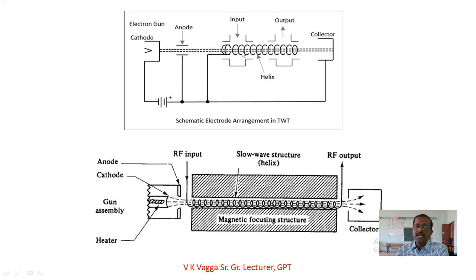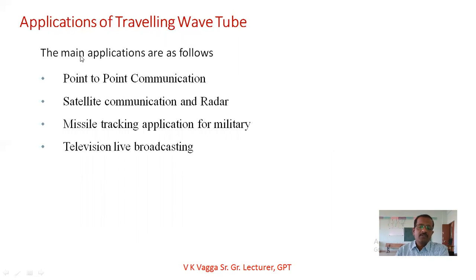The RF signal gets combined with the electrons, and it forms the bunches, and in the form of bunches it moves along the coil, and it is taken at the output in the amplified manner. So the output is taken at the outlet. In this way the operation takes place. If you take the main applications, they are point-to-point, satellite communications, radar, military applications, broadcasting, etc. All these are the main applications of the traveling wave tube.